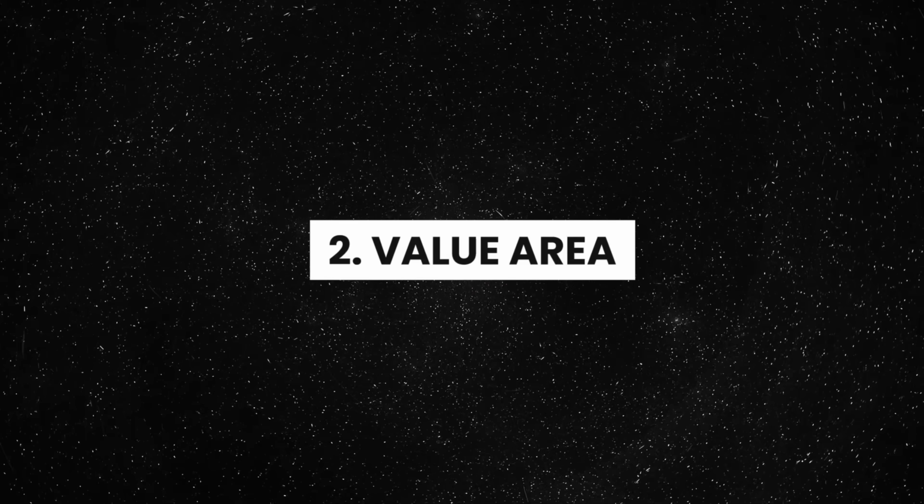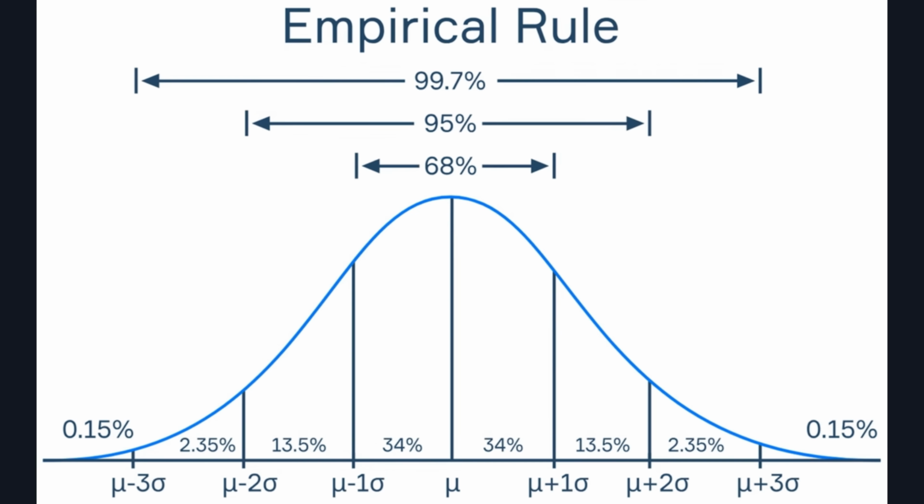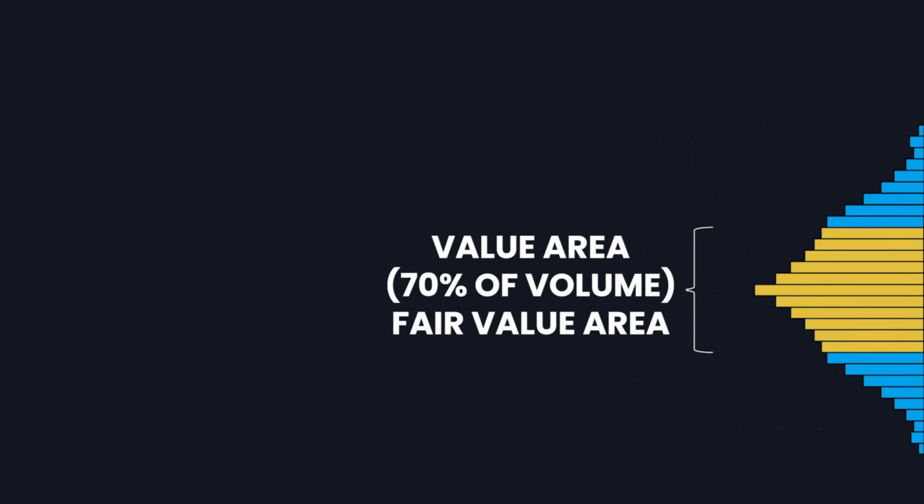2. The value area. The range containing roughly 70% of all trading activity, 1 standard deviation. The zone where most players agreed on value. The market is balanced. This is where it lives and breathes.